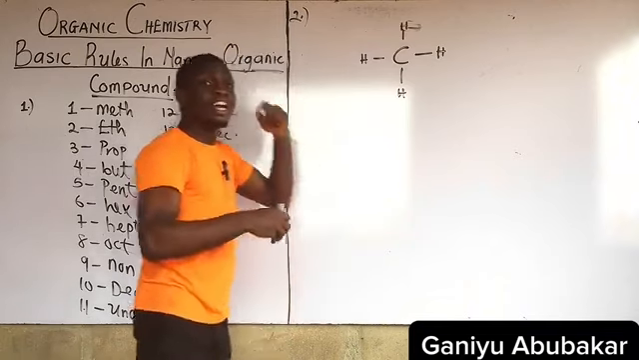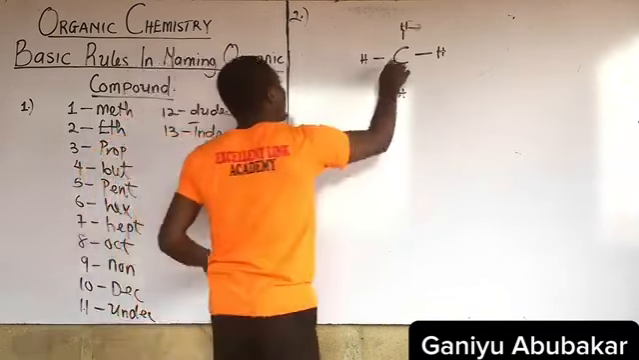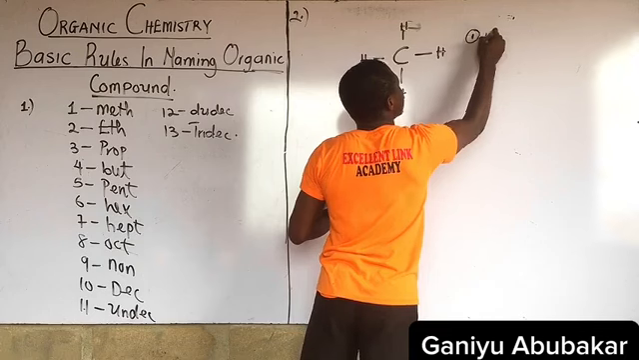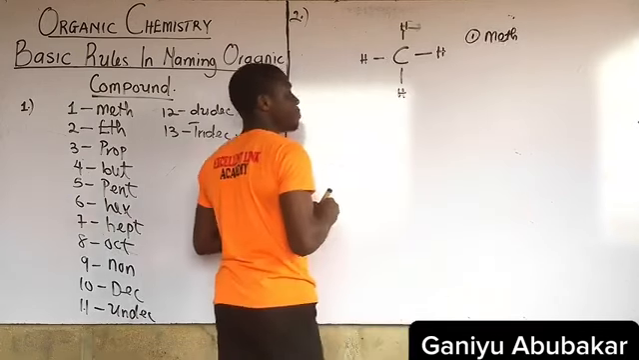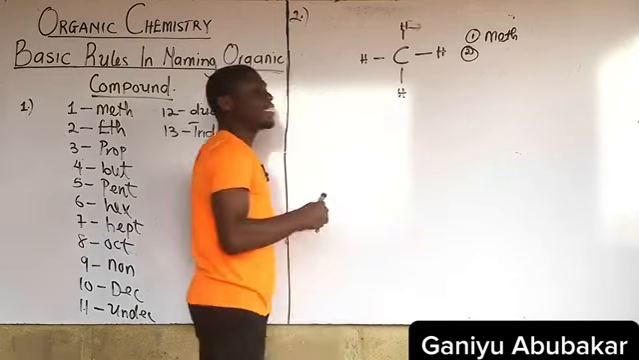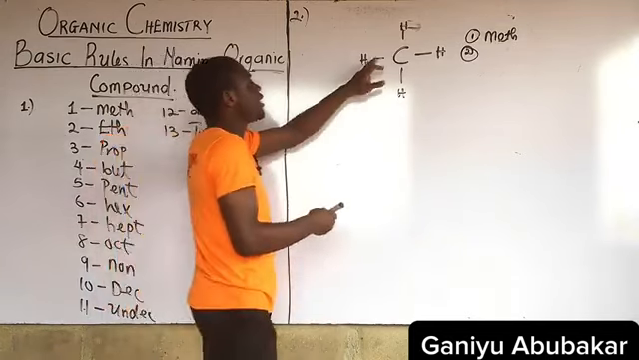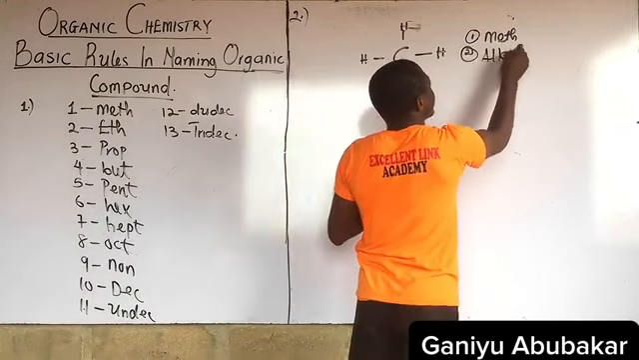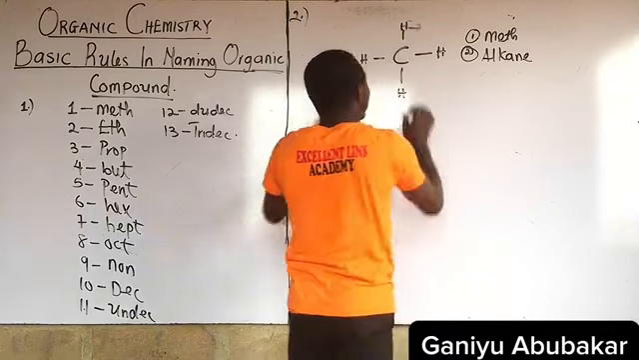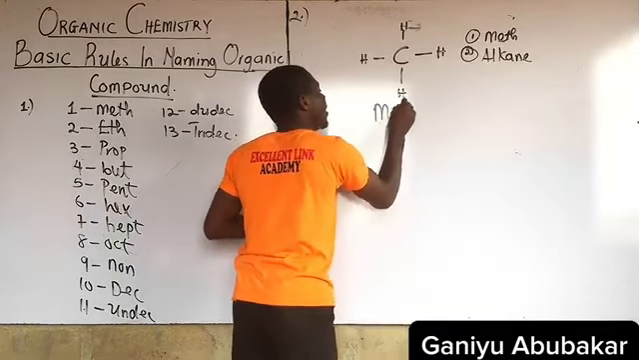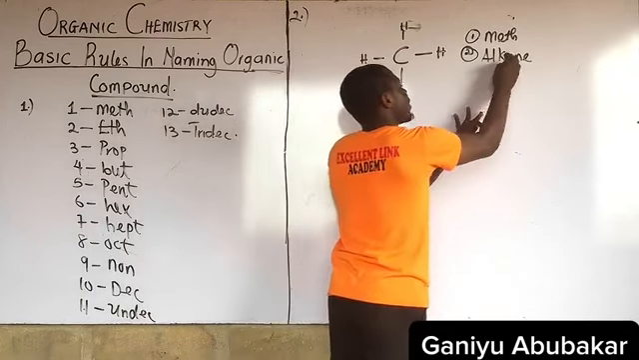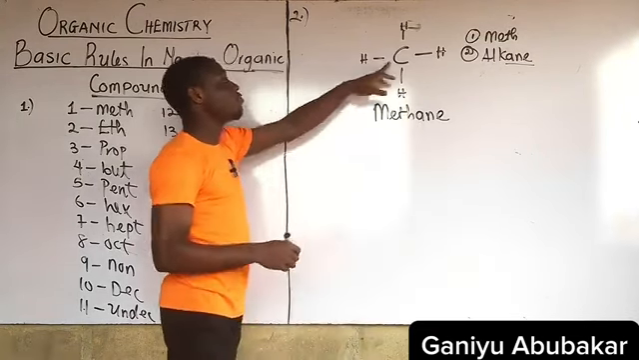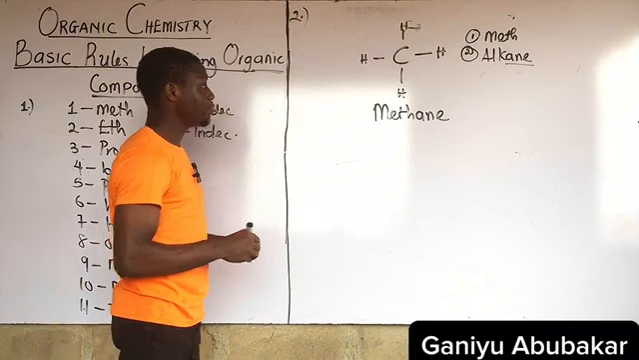We said rule 1 says count the number of carbon atoms. For this one, I'm just having 1 carbon atom. For 1 carbon atom, what do you call it? Call it meth. That's rule 1. What's rule 2? Rule 2 says identify the functional group. I'm seeing a single bond. A single bond represents what? Alkane. So to name this compound now, I'm having meth. I'll not write alkane, I'll just write the last part, ane. So this is called methane, as you can see.